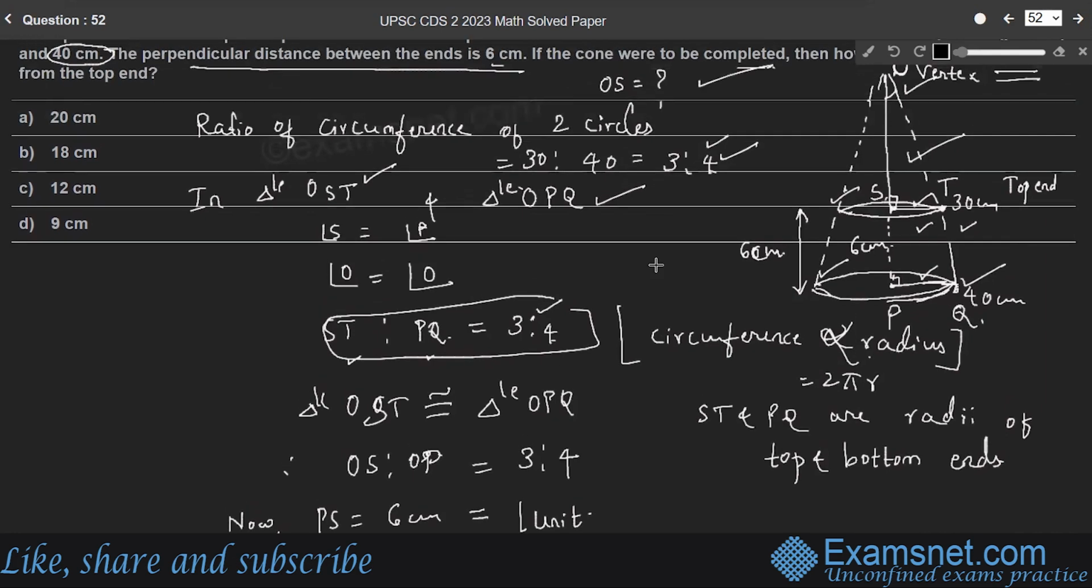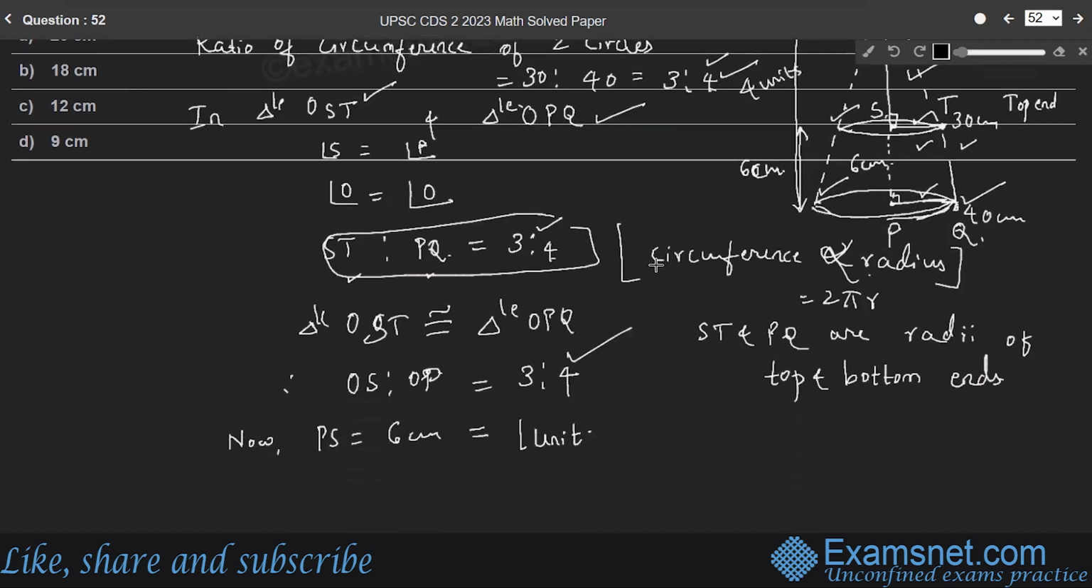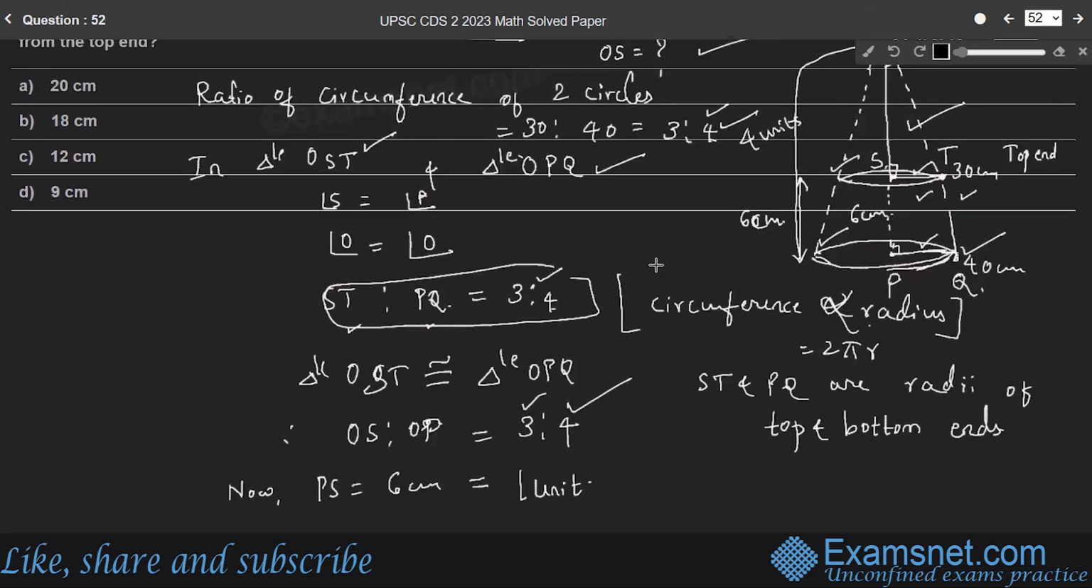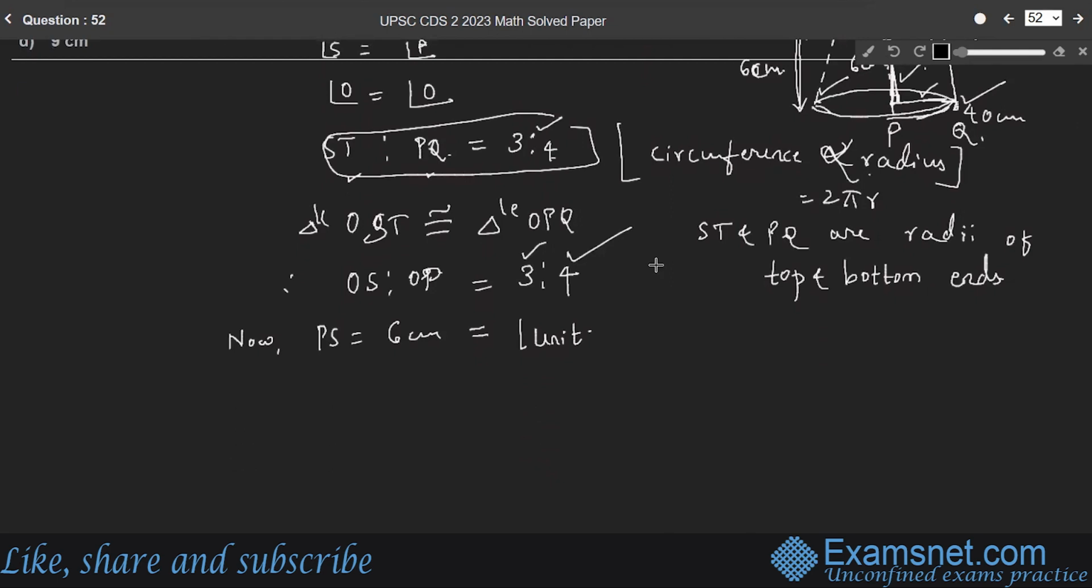because the whole distance OP is 4 units because of the ratio OS to OP. OP is 4 units, and OS up to S is 3 units. Therefore, the remaining distance SP, this distance which I am showing now, is 1 unit. Therefore, OS is equal to 3 units.